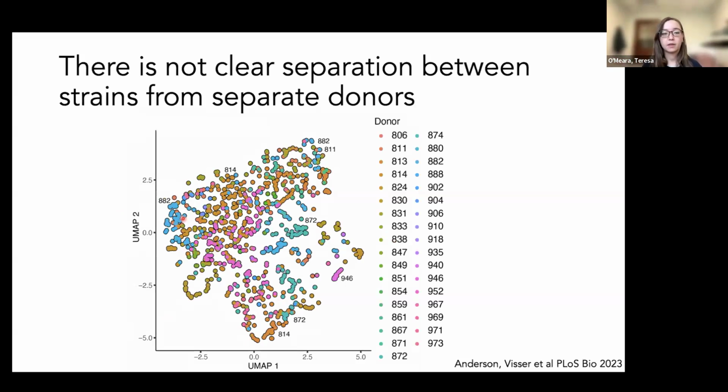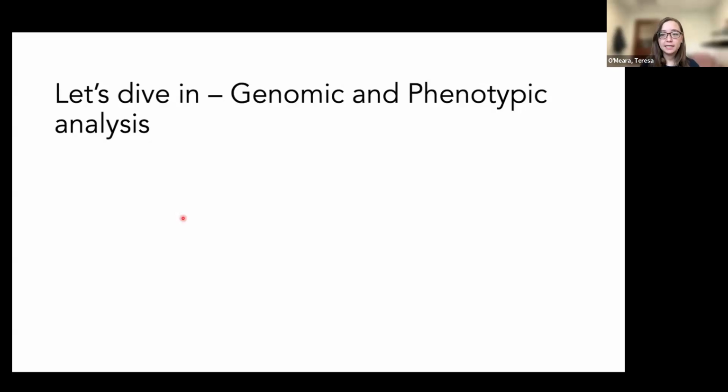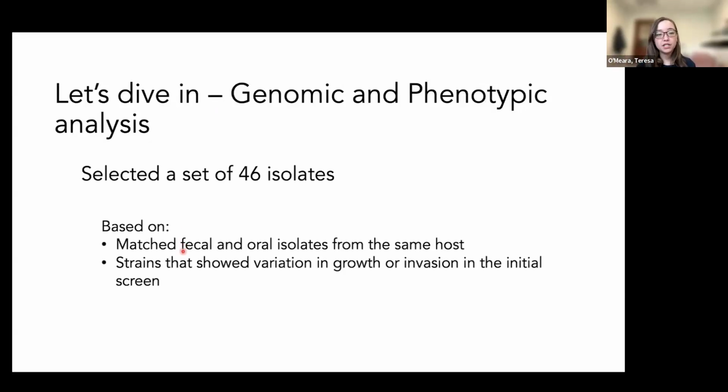Okay, so here I've told you about all 900 isolates. We want to dive in and get a more detailed analysis. So we selected a set of 46 isolates from these different students based on whether we had matched fecal and oral isolates from the same host. This will allow us to identify the diversity within an individual in the different environments. And then strains that showed variation in growth or invasion in the initial screen. So we're trying to select for the most differences that we could identify within a strain.